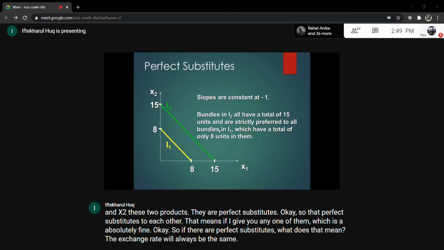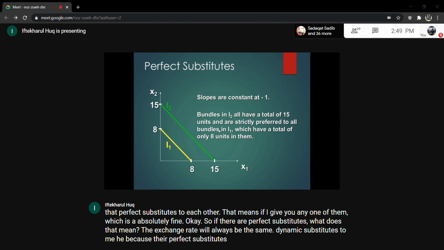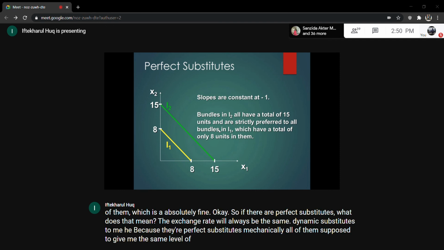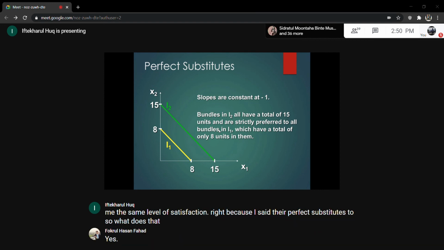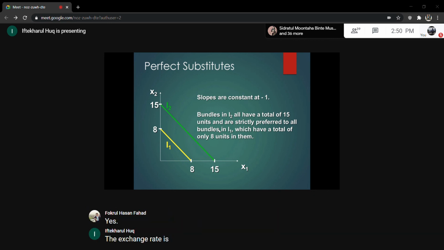Right? I tell you that apples and oranges are perfect substitutes to me. So now I have 5 apples. You can tell me that, because they are perfect substitutes, I give you 5 apples and no oranges, or 4 apples and 1 orange, or 3 apples and 2 oranges, or 2 apples and 3 oranges, all of them supposed to give me the same level of satisfaction, right? Because I said they are perfect substitutes to me. Yes. So what does that mean? The exchange rate is identical, always 1 apple for 1 orange.